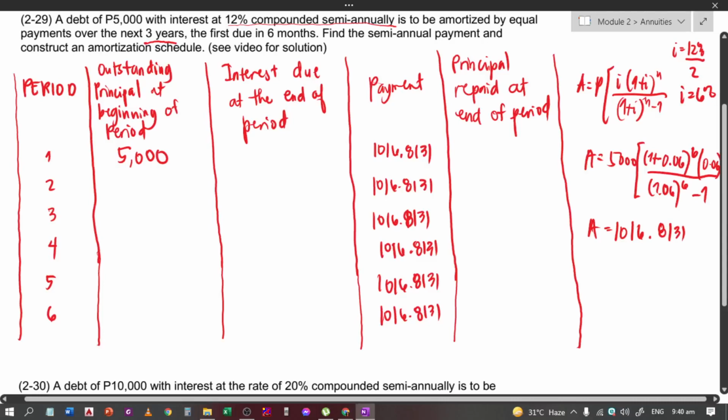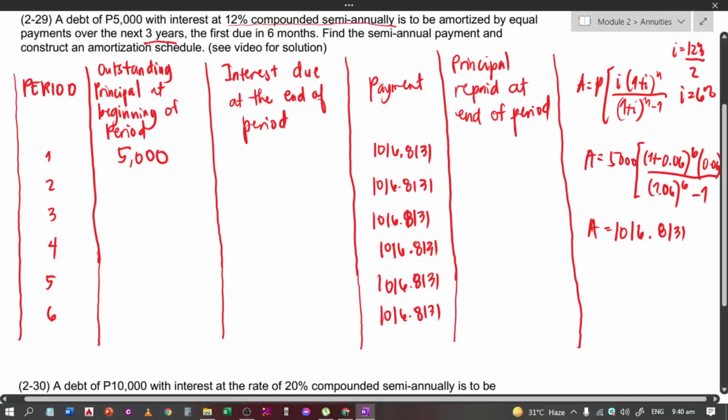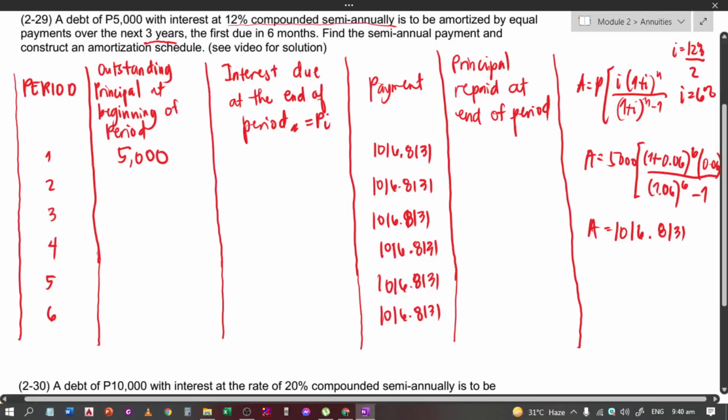So, magkano yung magiging interest niya paglipas ng isang taon? So, that would be 5,000 times I. So, para makuha to, ito ay P times I. So, ang P natin, 5,000 times I na 6% times 0.06. So, 300.